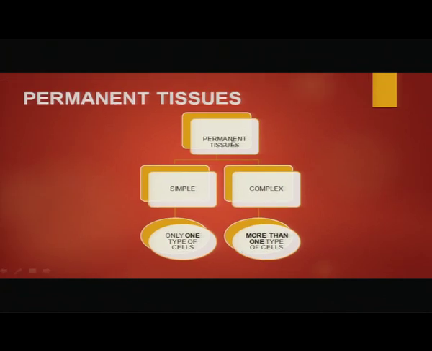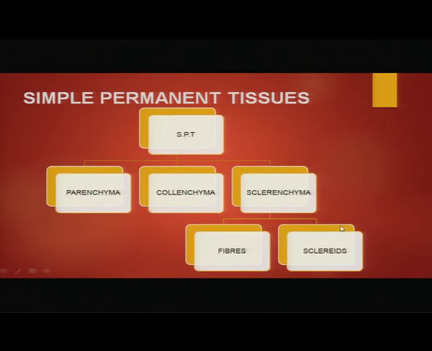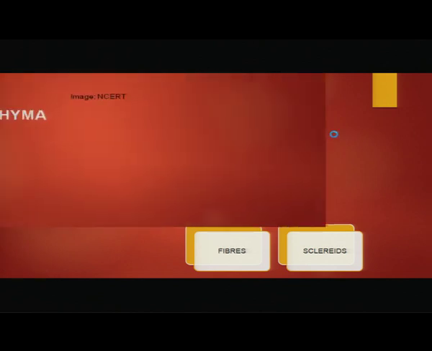The permanent tissues in the plant can be simple or complex depending upon the types of cells they are made up of. If the tissue is made up of only one type of cells, then it is known as simple permanent tissue. On the other hand, if it is made up of more than one type of cells, then it is known as complex permanent tissues. You have studied about some permanent tissues in your lower classes also. So, the simple permanent tissues can be parenchyma, collenchyma or sclerenchyma. Sclerenchymatous tissues can also be in form of fibers or sclerids. We will take them up one by one.